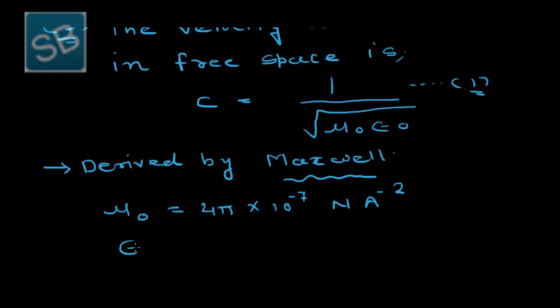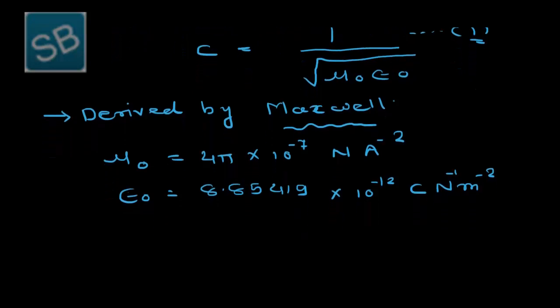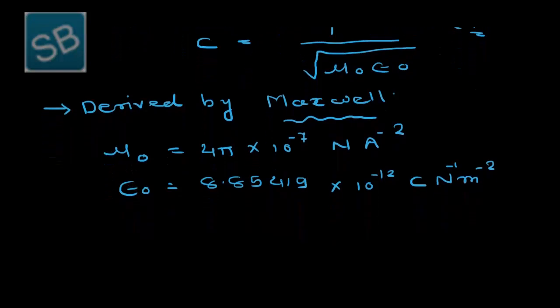Now epsilon 0 is having the value 8.85419 into 10 to power minus 12 coulomb per Newton into meter square, and this is the permittivity of free space. So these both are different.